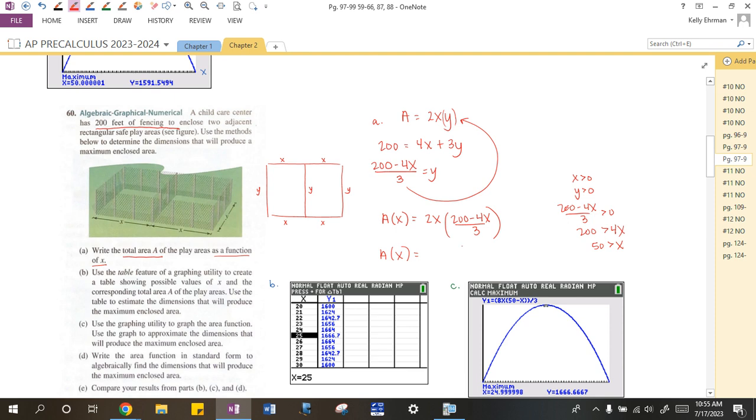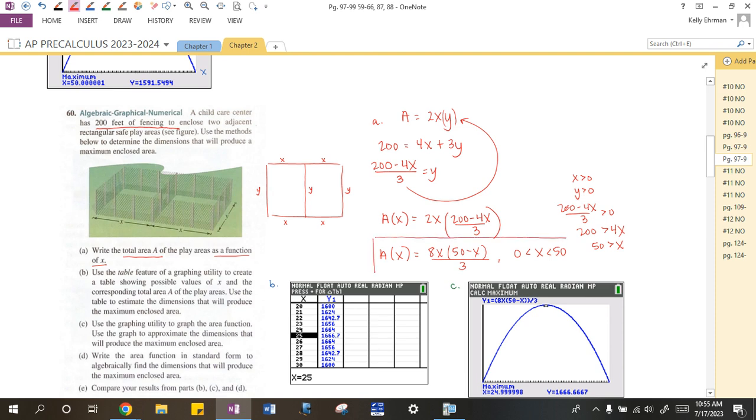just to make this look nicer, I noticed I could factor a 4 out of 200 minus 4x. So if I factor a 4 out, 4 times 2x is 8x. This becomes (50 minus x), whole thing's over 3. So here it's a little more clear too that x needs to be bigger than 0 and less than 50, but it doesn't matter how you simplify it, how much you simplify it. I'm mostly interested that you get the correct domain.